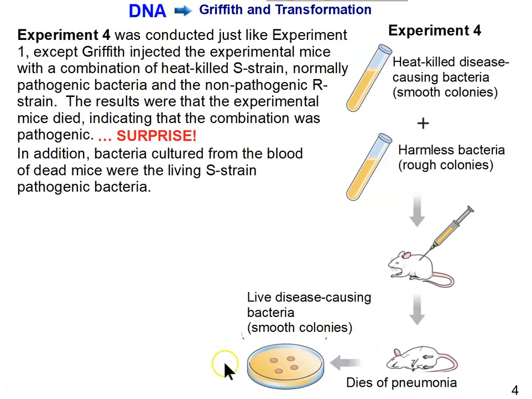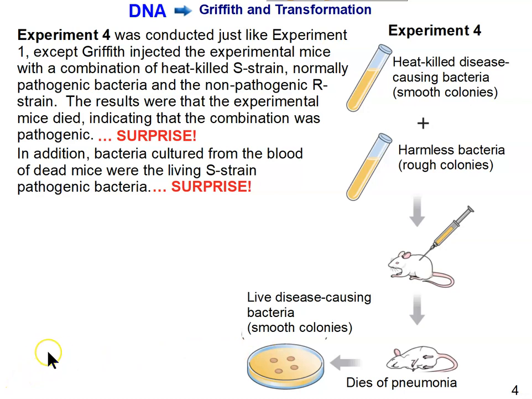Not only that, when he cultured the blood of the mice that died, he found live disease-causing smooth strain bacteria living in the mice. But he didn't put any living smooth bacteria in the mice. He put heat-killed S-strain bacteria in the mice. But he found living S-strain bacteria in the mice when he cultured their blood. So that was a surprise.